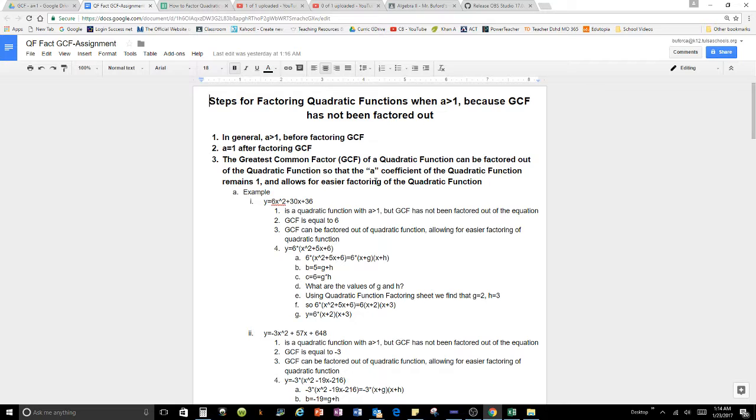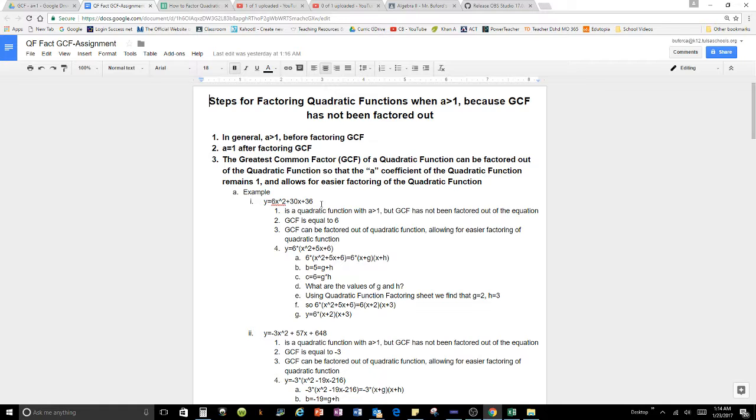Okay? And so the greatest common factor is that number that we sort of pull out of the quadratic function, so that our quadratic function basically looks like it looked before, where a was equal to 1. So let's look at an example of this. Our first example, we have a quadratic function that's equal to 6x squared plus 30x plus 36.